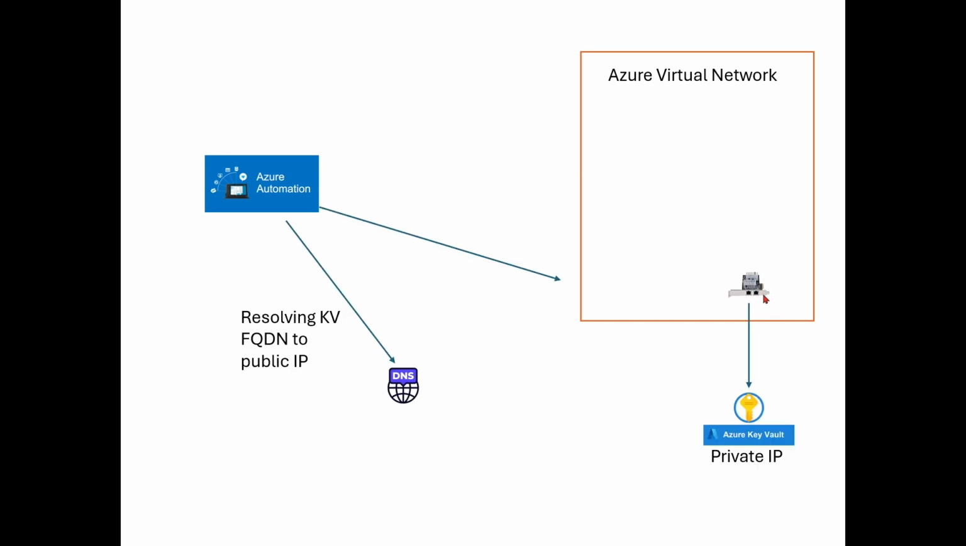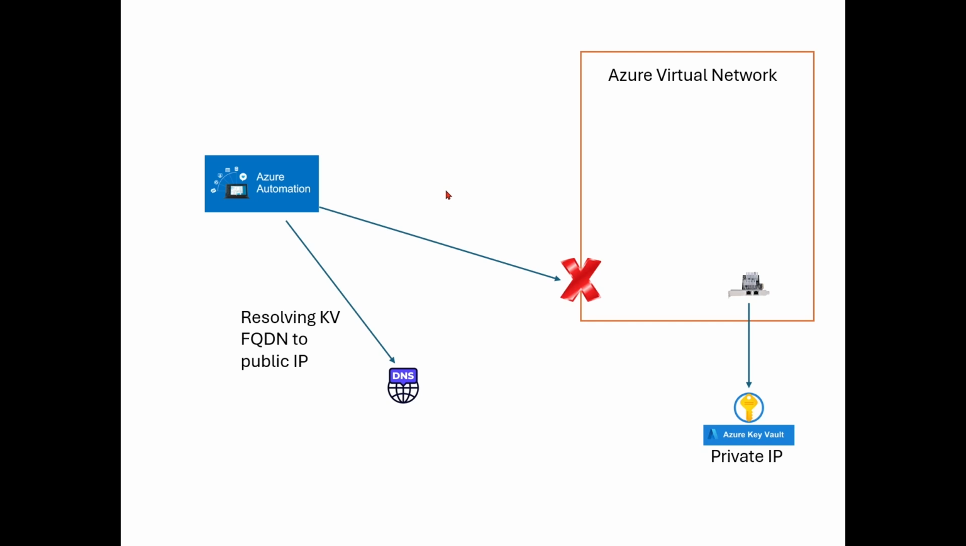So here we have Azure Virtual Network, and our Azure Key Vault is connected to the virtual network over a private IP. So it has a NIC in the virtual network through which it can be accessed over the private IP. Now our Azure automation account with the same script resolves the key vault FQDN to a public IP, but it can't access because public access is now blocked on the key vault. What do we do now?